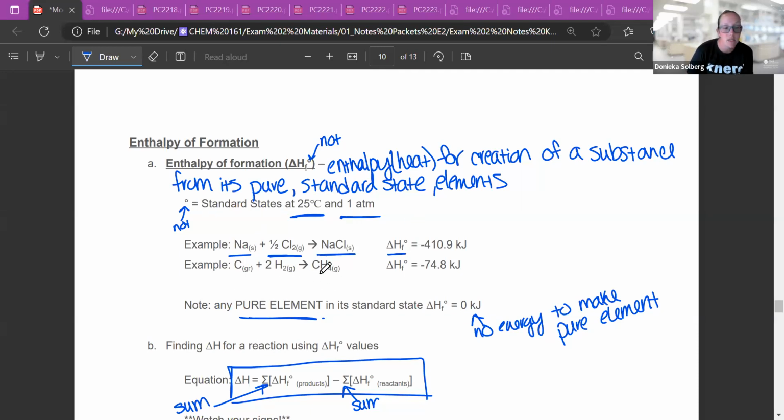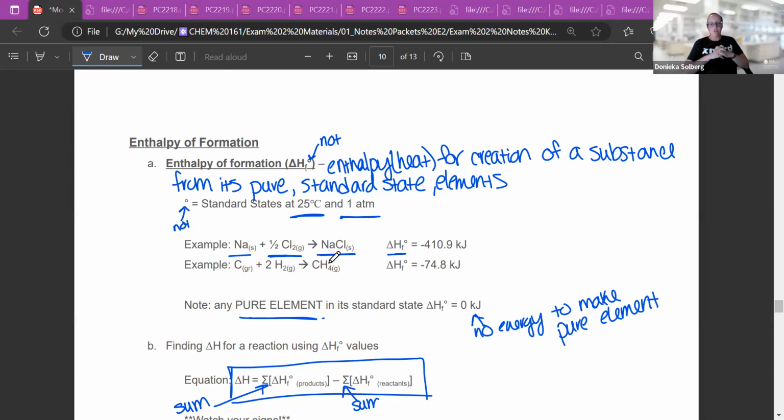Same thing if I want to make methane gas. To make methane gas from its standard state elements, the elements are carbon and hydrogen. Well, how does carbon exist at room temperature? Graphite, that's the most stable form, naturally. And hydrogen exists as H2 gas. So the equation is carbon plus H2 gas makes methane. Now to balance, you need a 2 here. So this is the formation for methane. That gives off 74.8 kilojoules for that reaction. So this is the delta H formation of forming methane.